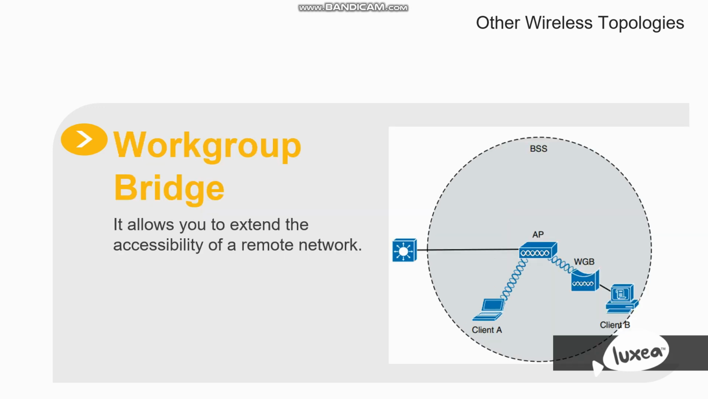Workgroup bridge. This one allows you to extend the accessibility of the remote network, so wireless connection is more practical in this case. A WGB, workgroup bridge, works as an external wireless network adapter for a device that has none, as in this picture. Client A here is just a wireless client, and B is associated with the WGB in the middle.